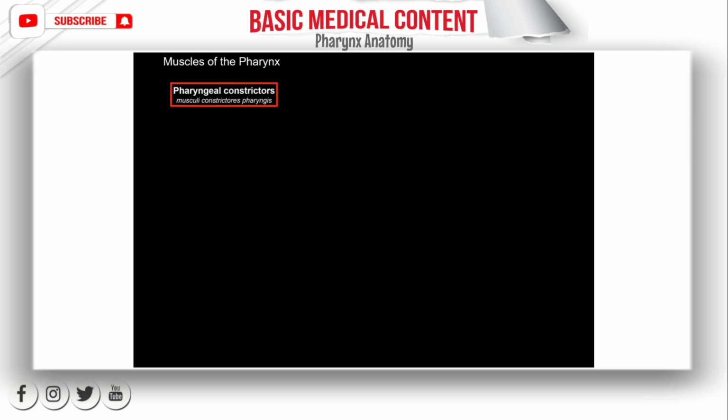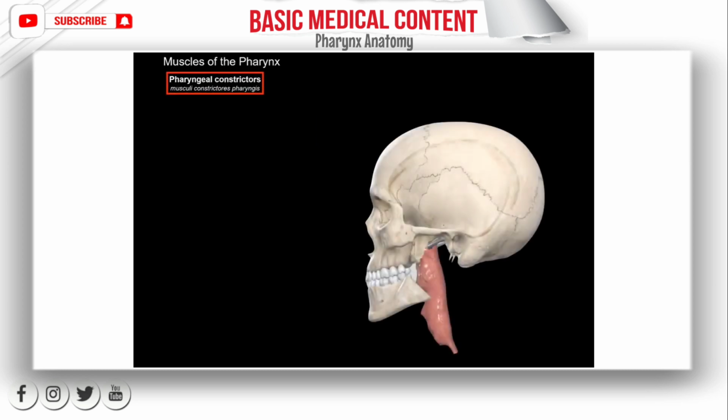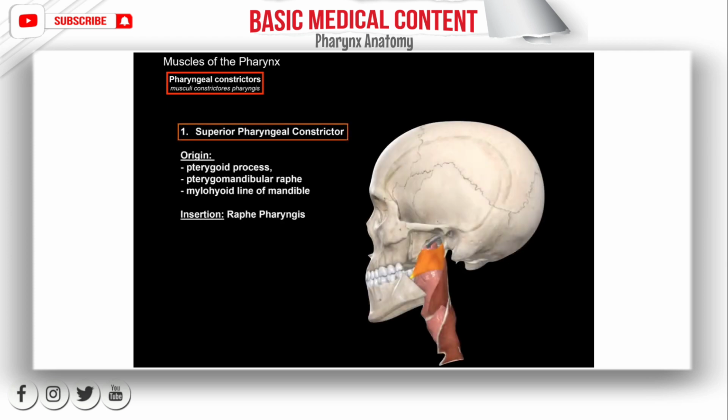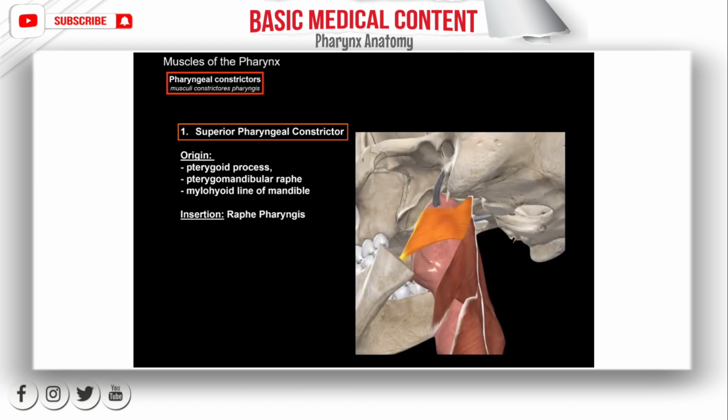Alright, so let's start with the constrictors first. So here we see the pharynx and the skull, and here we see all the 3 constrictor muscles. You have the first one, which is the superior pharyngeal constrictor. If you zoom in a little bit, you will see that it originates from the spinous process and the pterygomandibular raphe, and from the mylohyoid line of the mandible, and then it's going to insert at the pharyngeal raphe, as you see here. So the whole white line right here is the pharyngeal raphe. So that is this muscle.